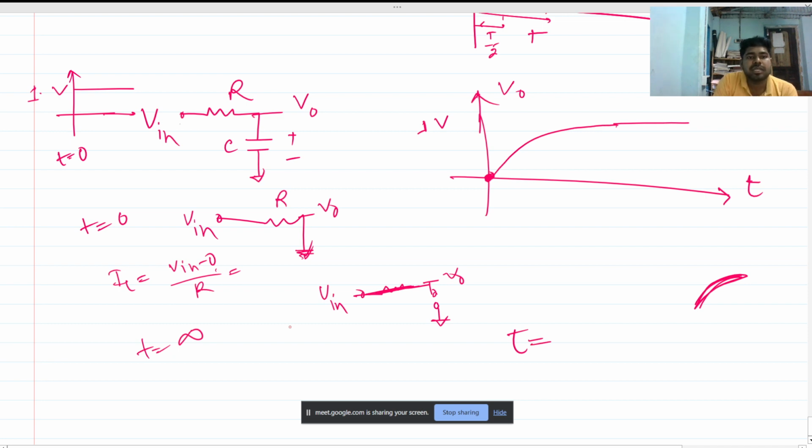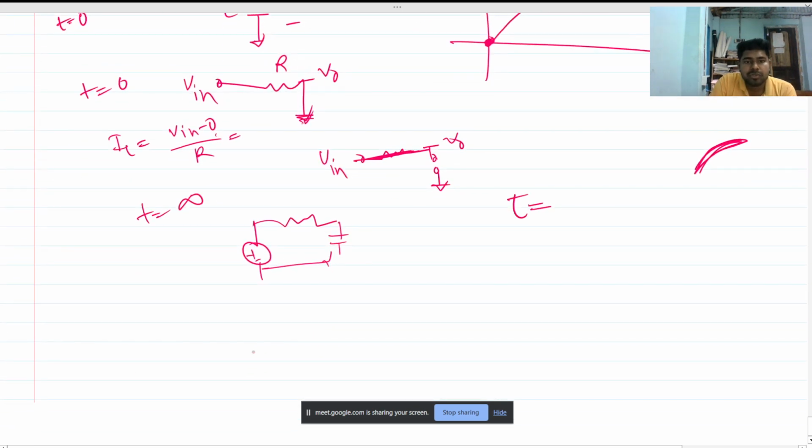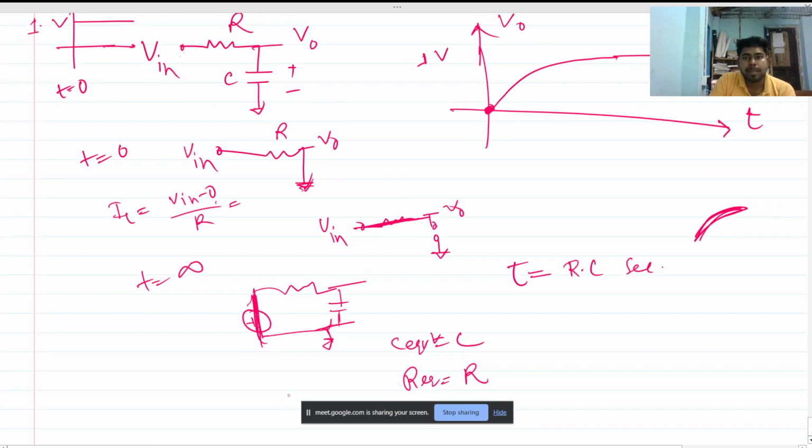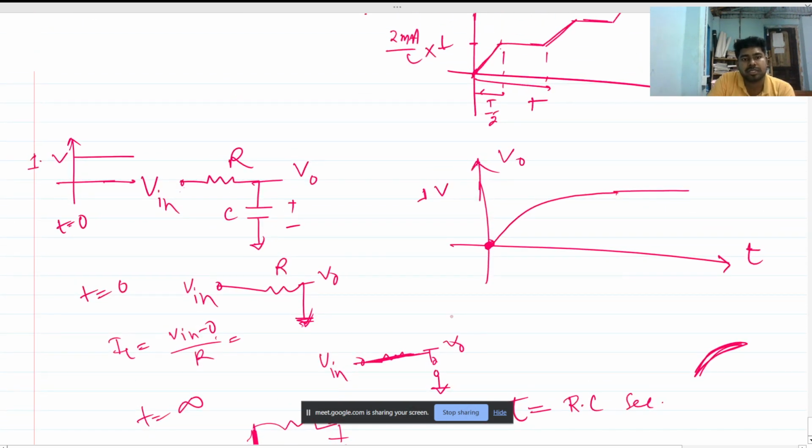We know that if the voltage source is inactive, we do a short circuit, right? So if this is short circuit, what will be the C equivalent? C equivalent is nothing but C itself. And what is the R equivalent? This R itself. So the time constant is nothing but RC seconds. So this is the time constant of this circuit.